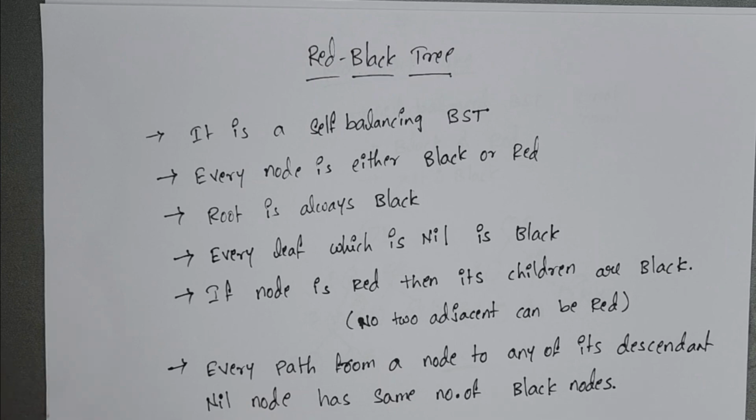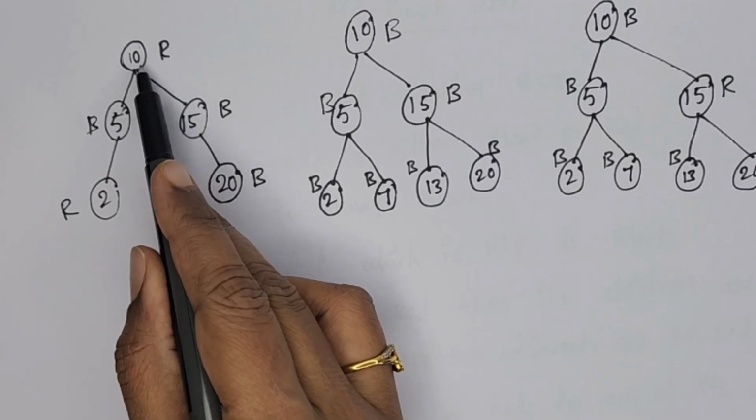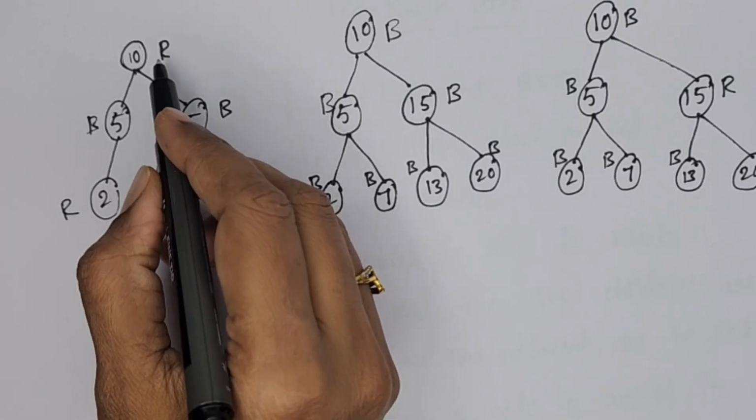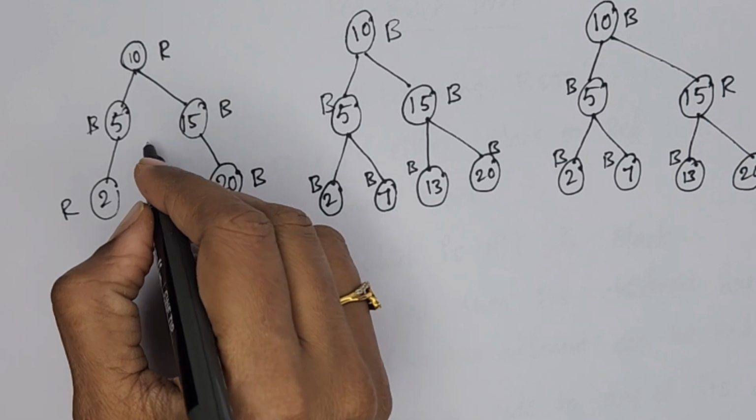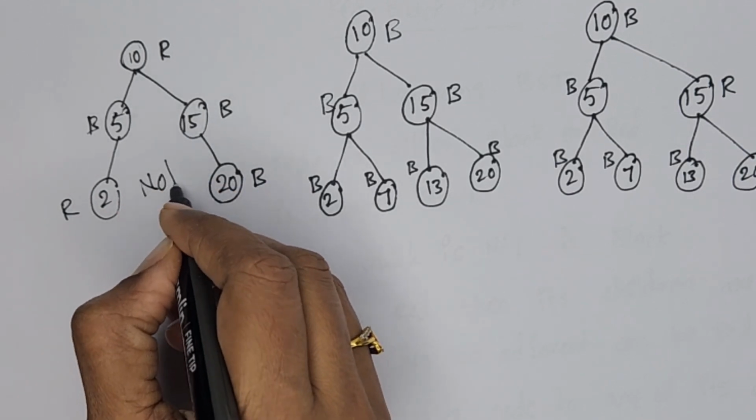So I'll show you few examples. We'll check it once. Is it red-black tree or not? 10 is root. Root always black. So here the root is red. Means it is not red-black tree.